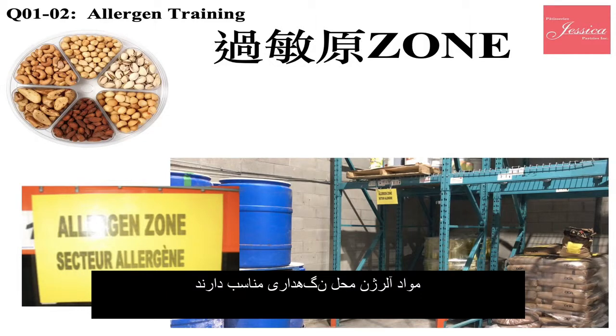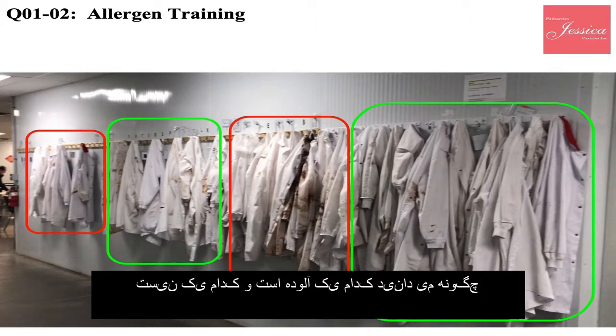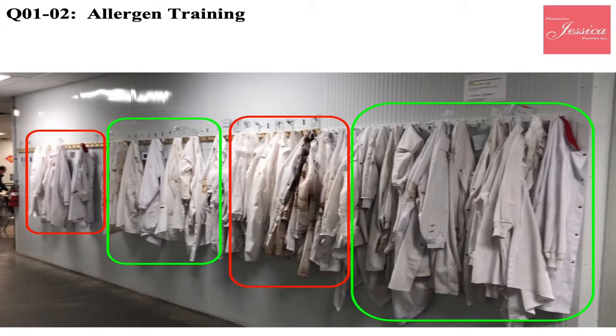Allergen ingredients have their proper storage location, both in the dry and freezer space. Allergen items are always put on the bottom floor. Again, avoid cross-contamination. How do you know which one is contaminated and which one is not?